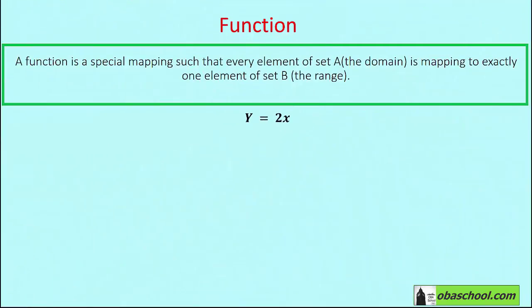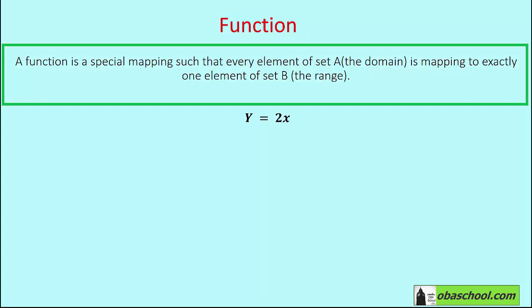In this tutorial, we have to understand the terms function, domain, and range. When do we call the function one-to-one and when do we call it many-to-one? A function is a special mapping such that every element of set A, the domain, is mapping to exactly one element of set B, the range.